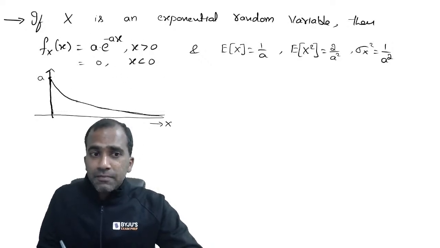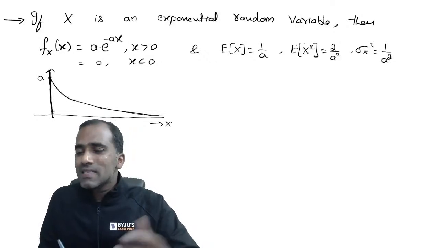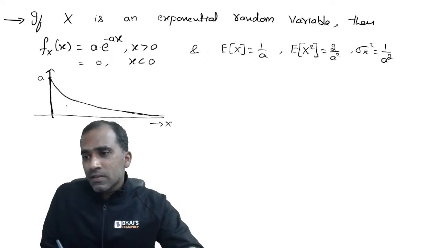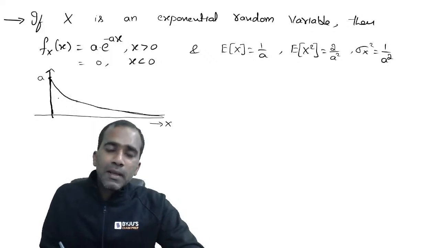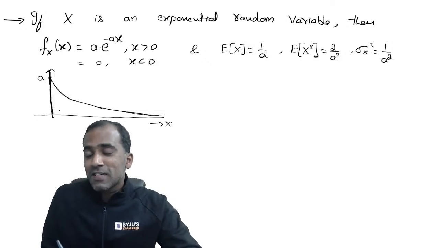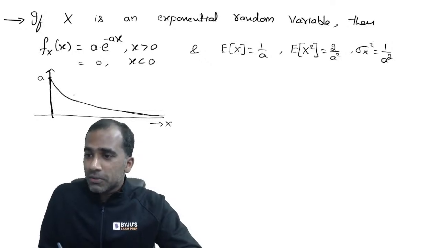Sir, does an exponential PDF always start at 0? Not really. It can start at any place. But since it can start at any place, I should plot something, so I'm plotting an exponential PDF which starts at 0. We can talk about how the equation will look if a PDF starts at some other point. We can talk about that also.